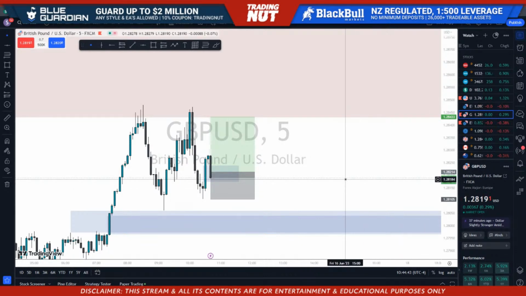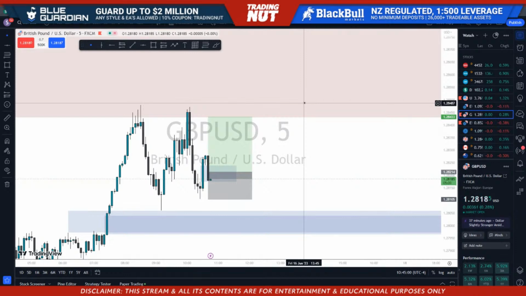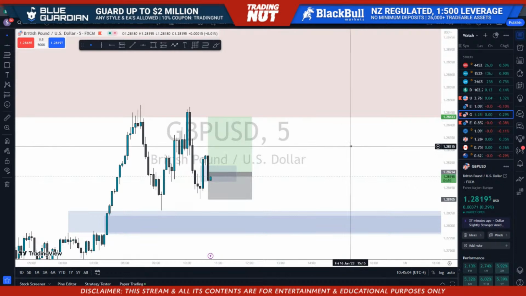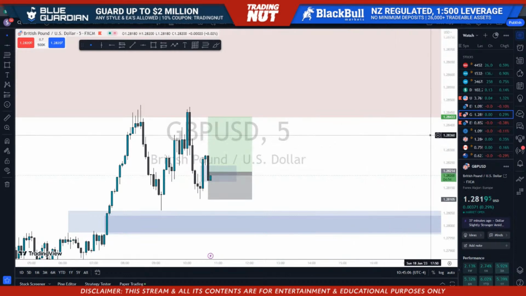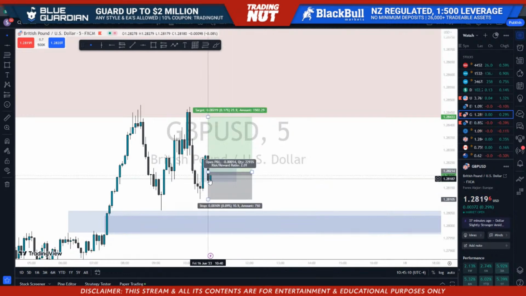Filled in that fair value gap in its entirety now on my terminal, so we should see price come up to these relative equal highs we have. There we go. Next 15-minute candle, we want to see this one close above this range here, a bit higher than these two candles.